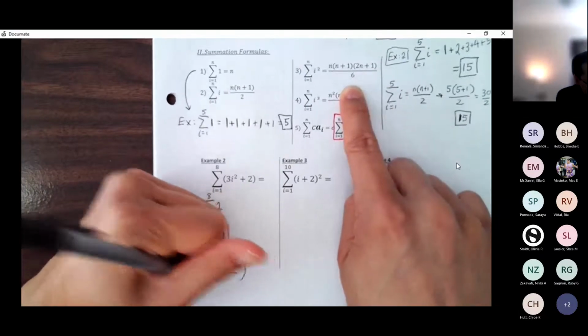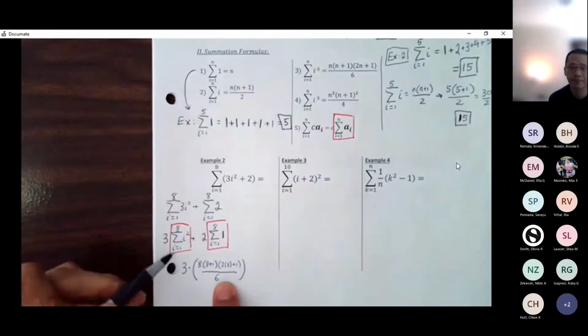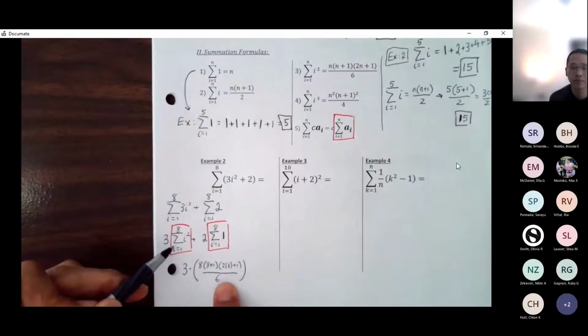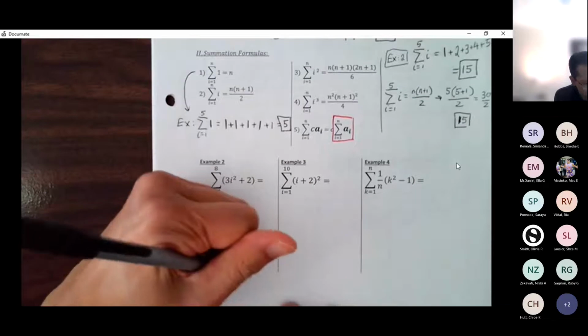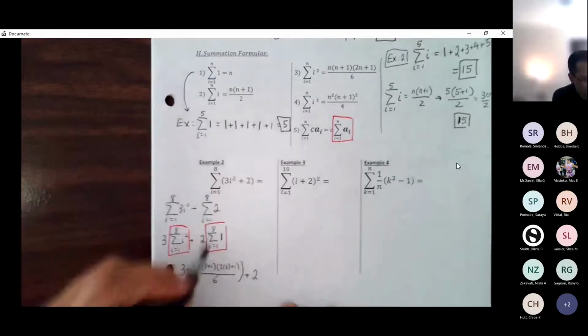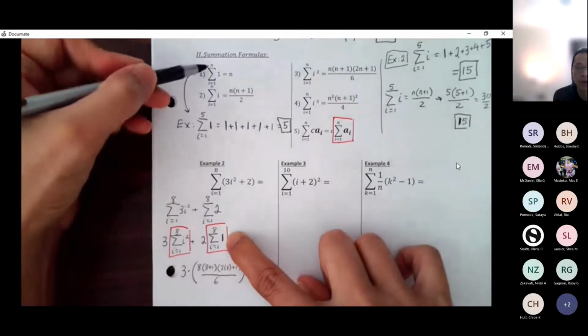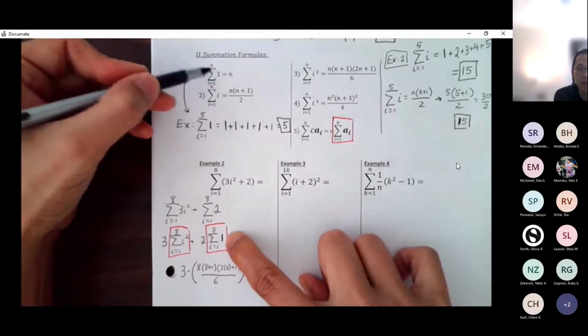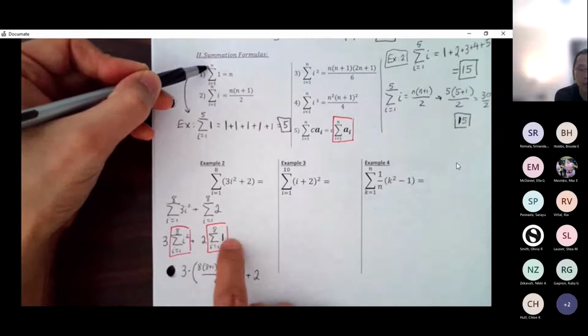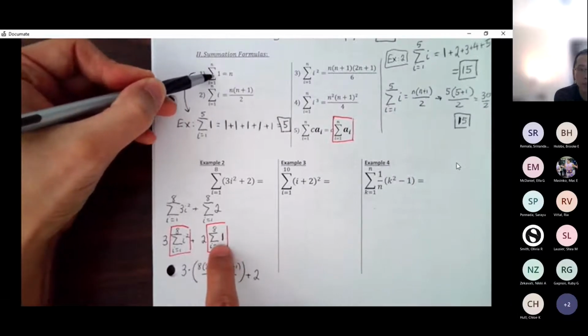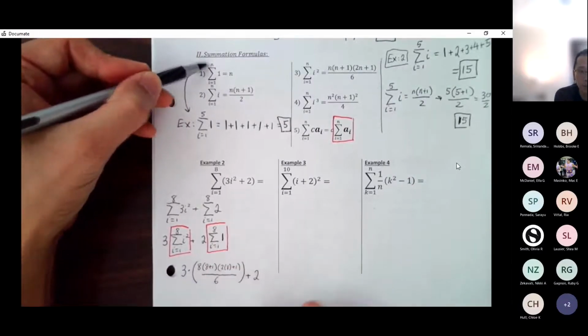All over 6. Plus 2 times the summation from 1 to 8 of 1 is just going to be 8, right? That upper bound is just going to be, because I'm adding a bunch of 1s together, the same as my upper bound, so it'll be 2 times 8.